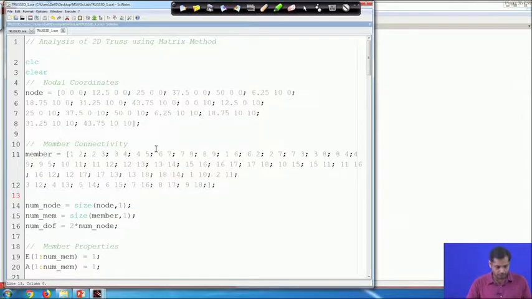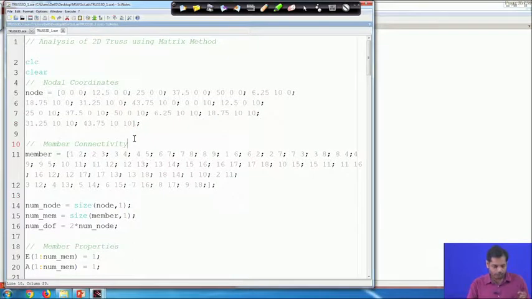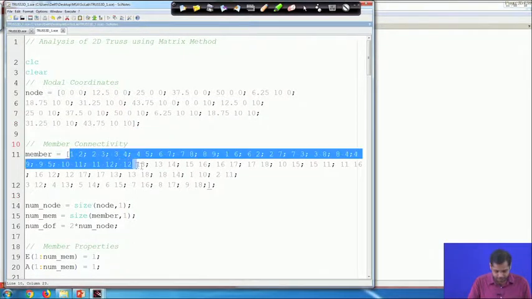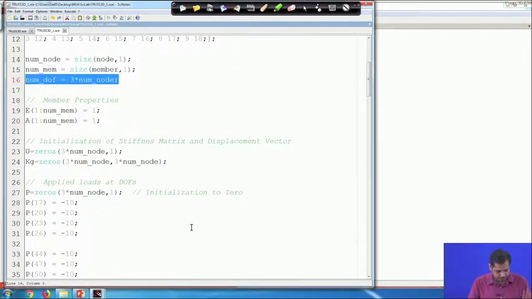This is the code. Okay. These are the nodal coordinates given, and the corresponding connectivity of these nodes. Connectivity of the elements is given. This should be 3 into the number of nodes, the degrees of freedom, that we discussed.